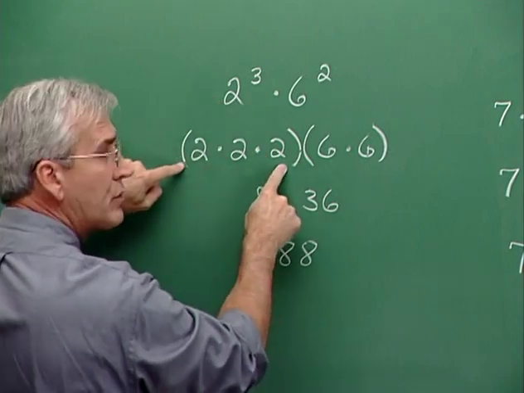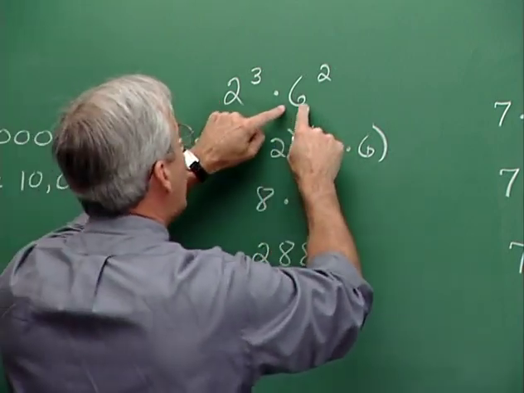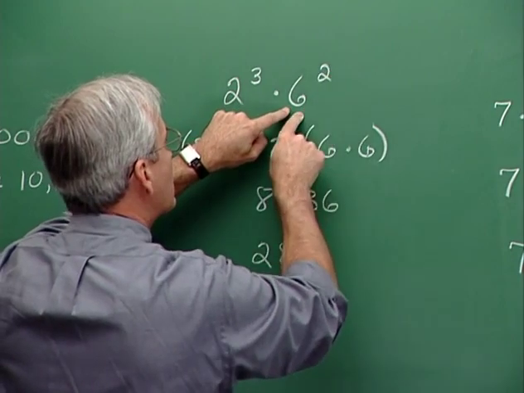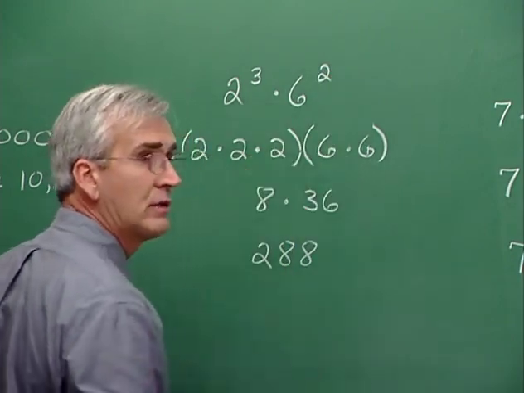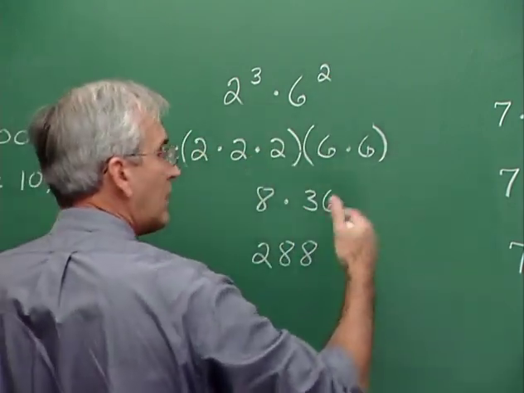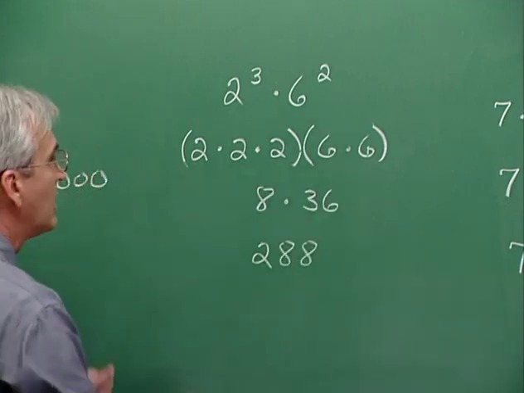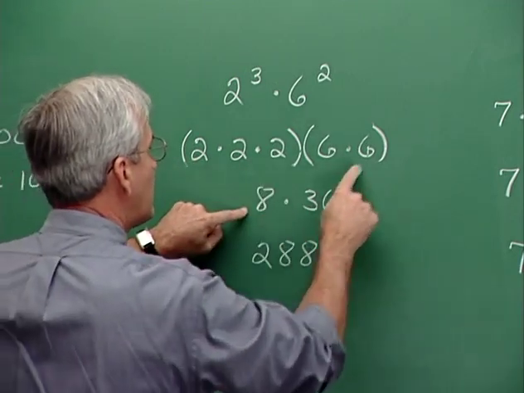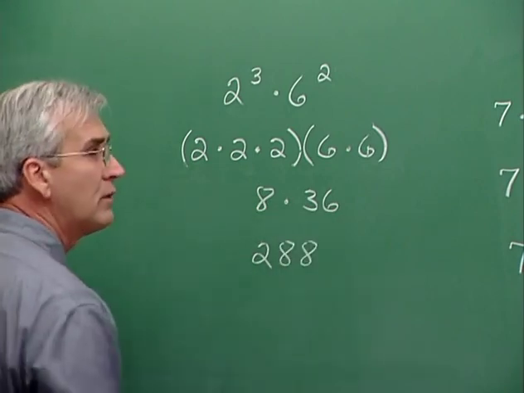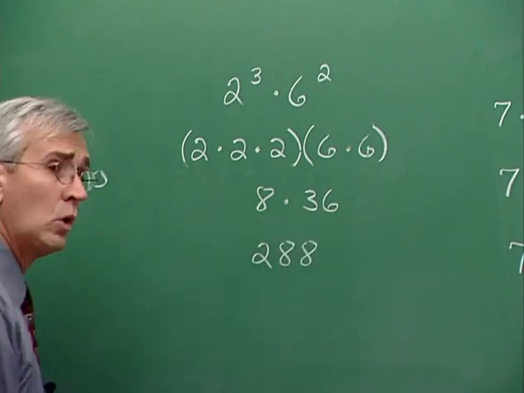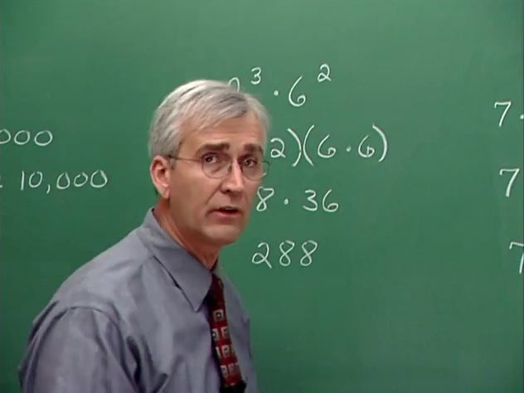So write down those 3 factors. This says we have 6 squared, or 2 factors of 6. Write those 2 factors down and then multiply according to the way that you understand multiplication. 2 times 2 times 2, 8. 6 times 6, 36. Multiplying here, we get 288. When the numbers get pretty big, a calculator can be helpful.